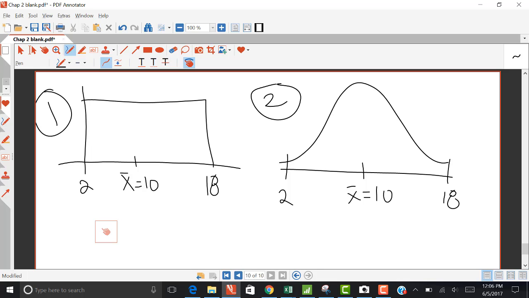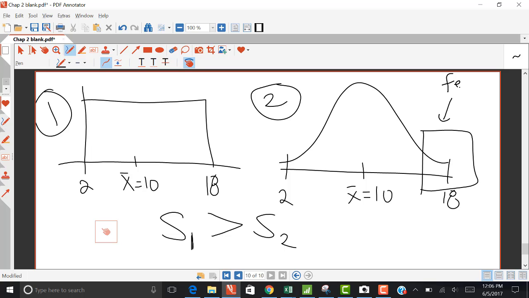Well, the sample standard deviation for this first data set is going to be larger than the sample standard deviation for the second. The reason is it's varying more from the mean. Notice over here, there are very few observations this far from the mean, as opposed to this one, where a lot of observations are this far from the mean. So we see there is more deviation from the mean in this first set than this second set.